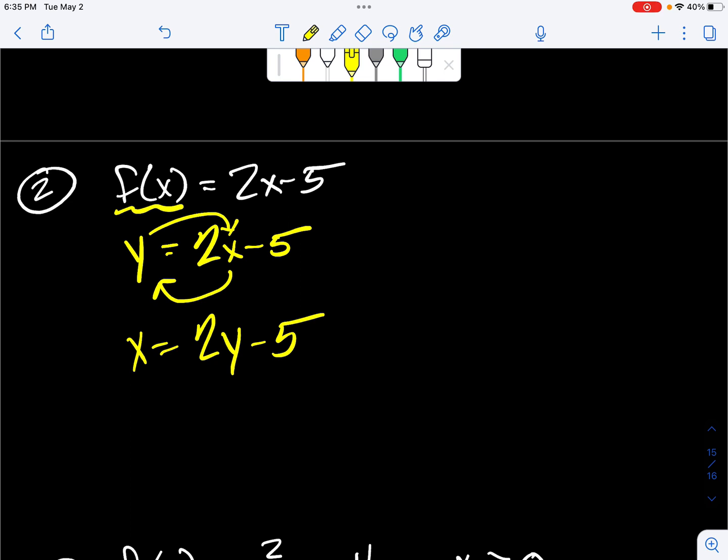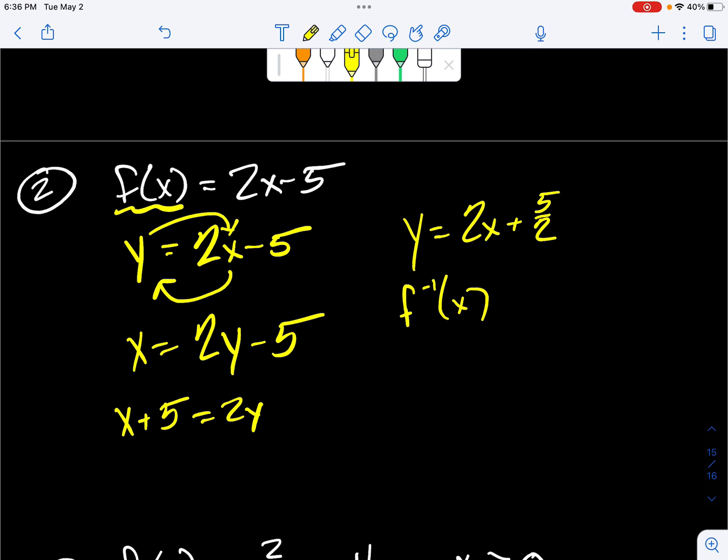Now, we don't like equations written in x equals form. We've got to get y by itself. So next, we would work to get y by itself. And now we would have the inverse. Now, technically, to write the inverse, we would not write it now as y equals. We would say the inverse of f of x, or f to the negative 1 of x, equals 2x plus 5 over 2. So this is just some notation stuff.